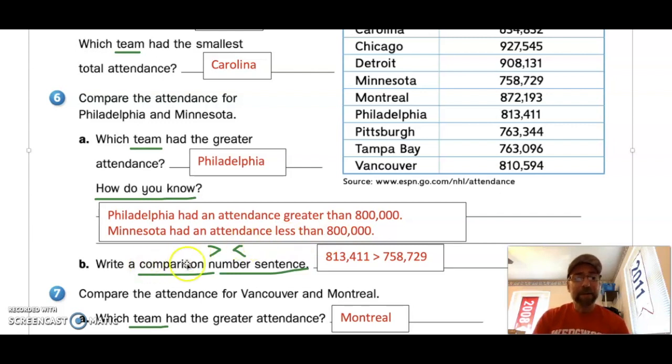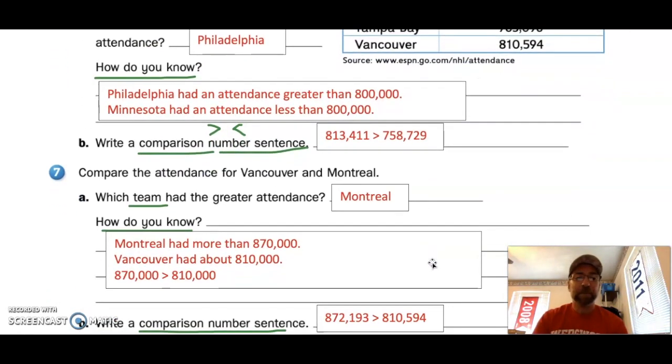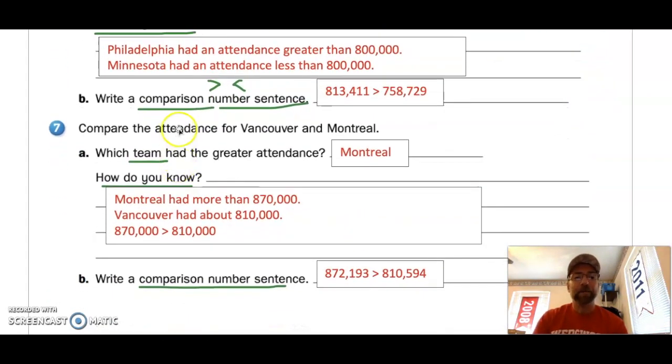And my comparison number sentence was 813,411 is greater than 758,729. And for number 7, compare the attendance for Vancouver and Montreal. Which team had the greater attendance? Montreal. How do you know?